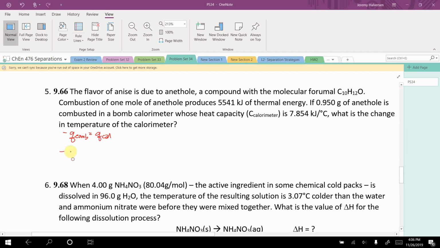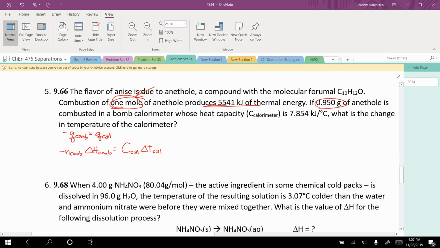So negative N combustion delta H combustion equals C calorimeter delta T calorimeter. Do I know how much anethol I'm burning? Yep, 0.95 grams. Now it says 1 mole right here. Is that how much I'm burning? No. That tells me that when I do burn 1 mole, I get 5541 kilojoules of energy. What is that? That tells me the delta H of combustion. I could actually write that delta H is 5541 kilojoules per mole.